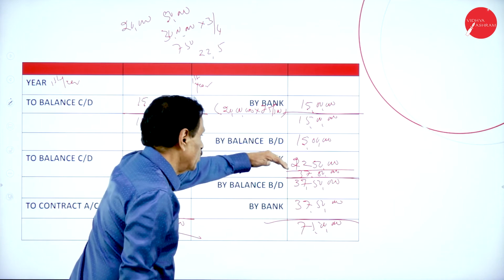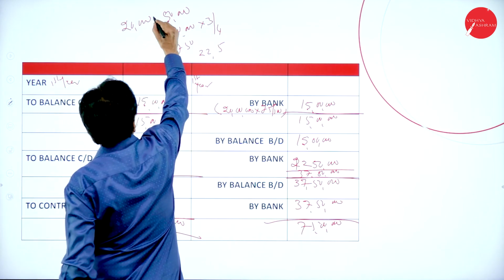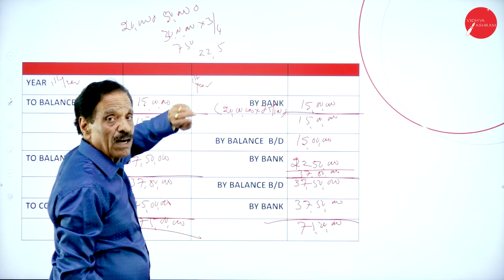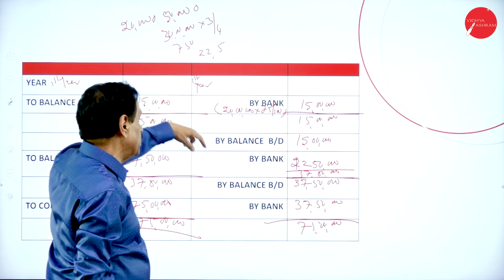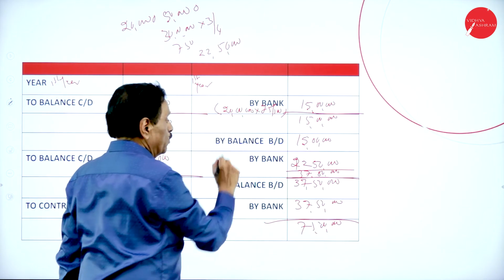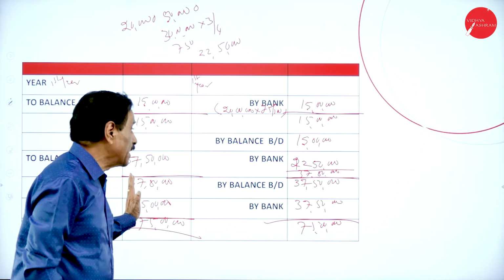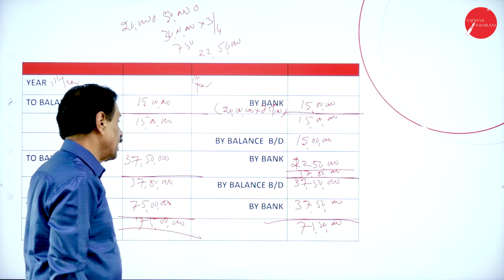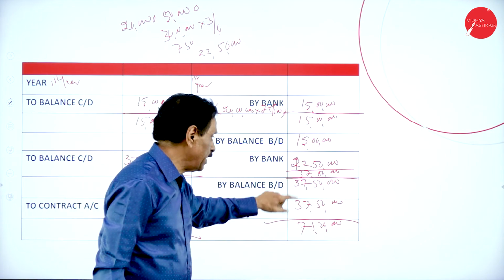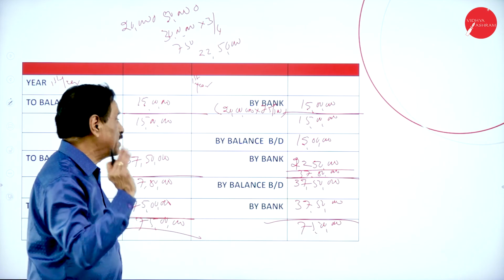Carried down, brought down 15 lakh. This year, your work certified is 20 lakh. Here, 20 lakh become 50 lakh. How much more? 30 lakh. On that 75% is 3/4 means it will come 22 lakh 50,000. Totally 37 lakh 50,000. That is nothing but 37 lakh 50,000 brought down. Another 37 lakh 50,000. So another 37 lakh he is going to receive this year.